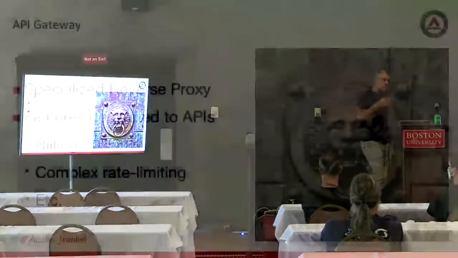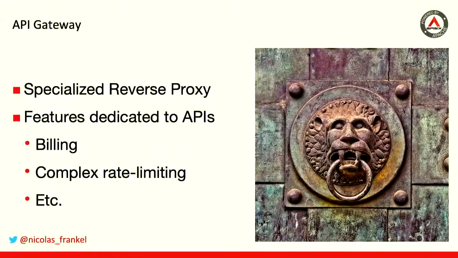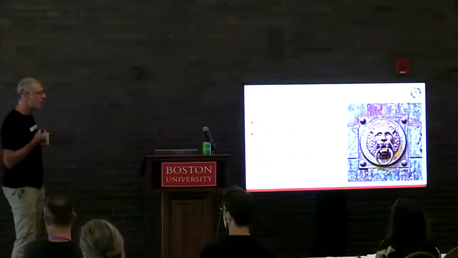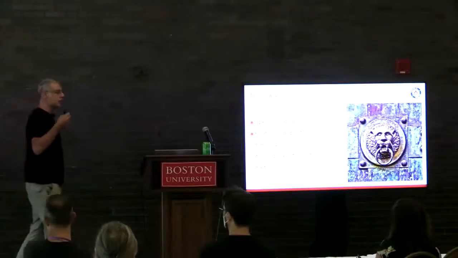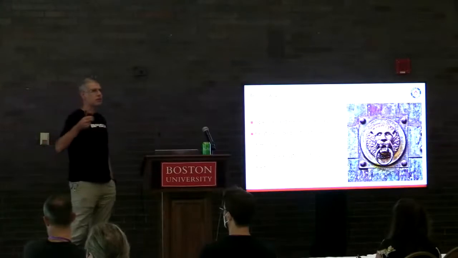So comes the definition for me of API gateway. It's a reverse proxy that can do stuff that reverse proxies were not meant to do. And generally, this stuff is focused on APIs. For example, I mentioned rate limiting. Any reverse proxy can do rate limiting.